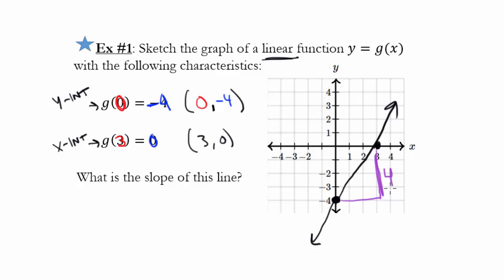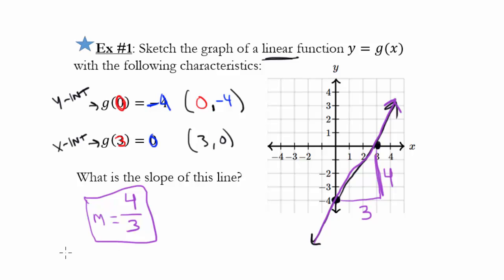So the y value increases 4 as the x value increases by 3, and so the slope of this line should be 4/3. So slope is 4/3, and it makes sense that it is positive because this is a graph that is always increasing. It is increasing at a constant rate. So an increasing graph means the slope is going to be positive.